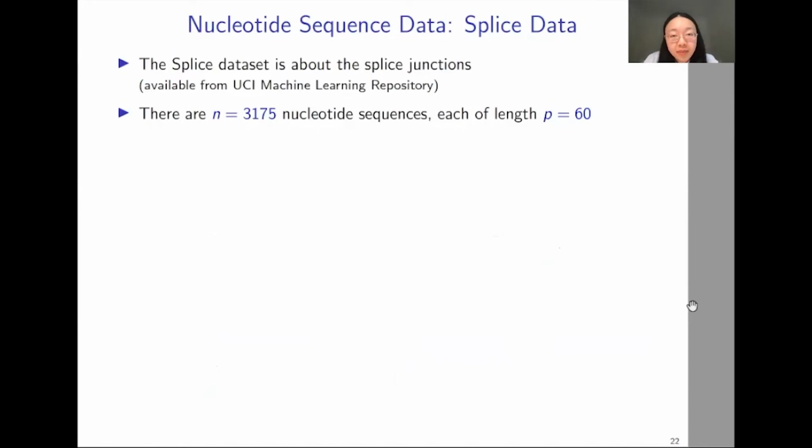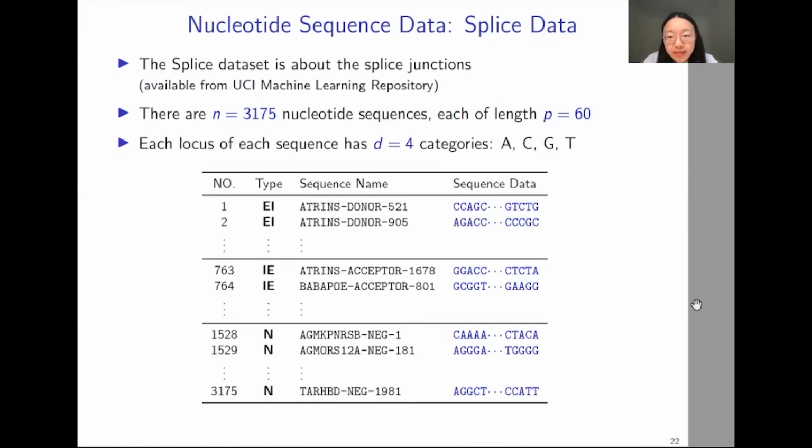The splice dataset is about the splice junctions. Here we observe some 3,000 nucleotide sequences, so N equals 3,175. Each sequence has length 60, and at each locus of the sequence, we observe either A, C, G, or T, 4 categories. This table summarizes the real data. In the last column are the 60-dimensional multivariate categorical data, and in the second column is additional sequence type information, EI, IE, or N, provided by domain experts.